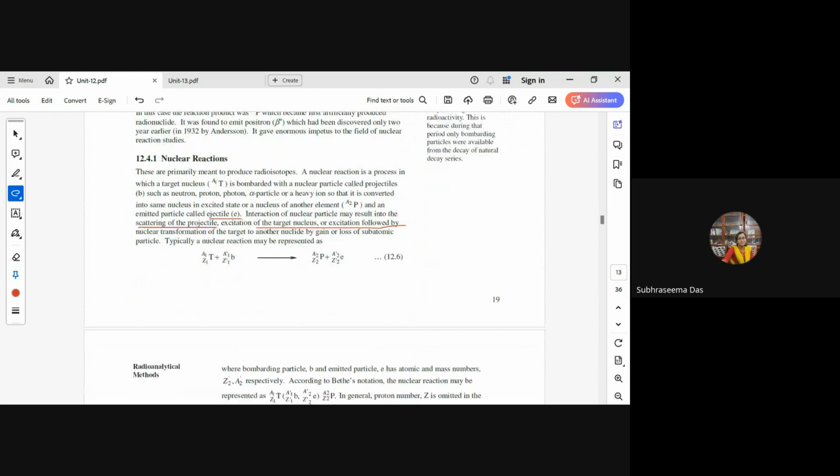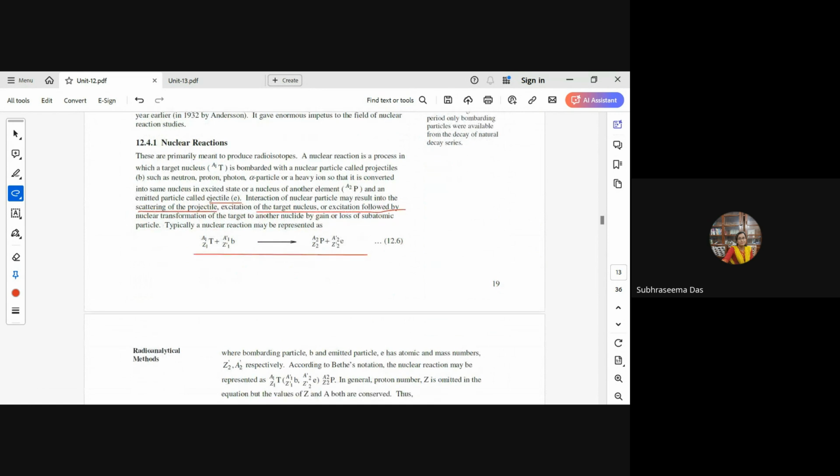Typically we may write a nuclear reaction like this: T is the target nucleus having mass number and atomic number A1 Z1. The target nucleus is bombarded with a projectile B, having a mass number and atomic number A1 dash Z1 dash. Then the reaction proceeds to form the product P with A2 Z2, plus a particle is emitted that is called the ejectile, having mass number and atomic number A2 dash Z2 dash. This is how a typical nuclear reaction is represented.